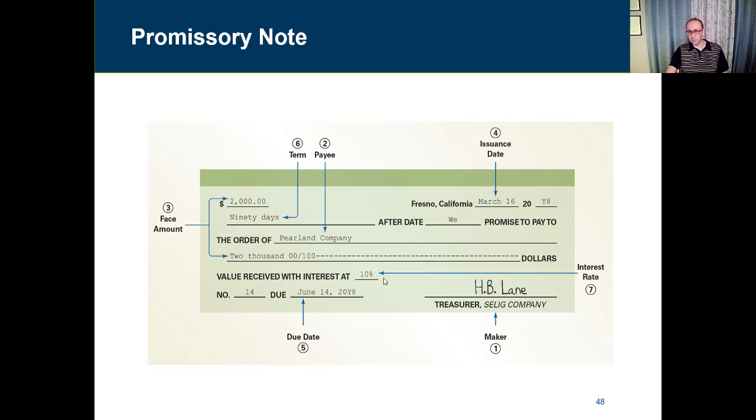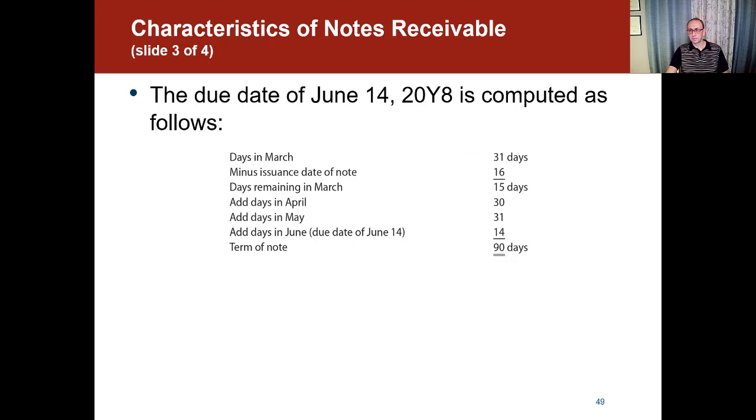And by the way, this 10% is an annual rate, so we need to adjust it for the 90 days. We typically multiply by 90 divided by 365. Sometimes for simplicity, we just divide by 360 days. So the due date of June 14th, 2018 is computed as follows.